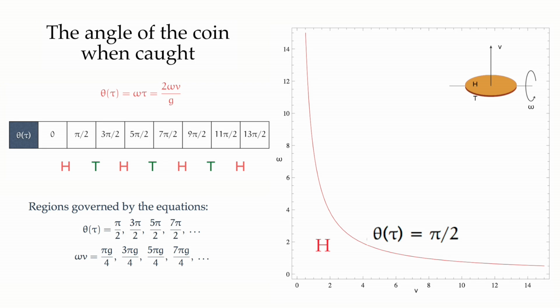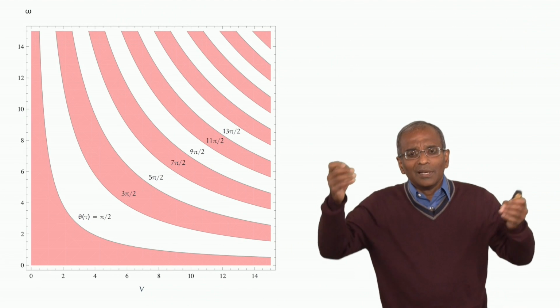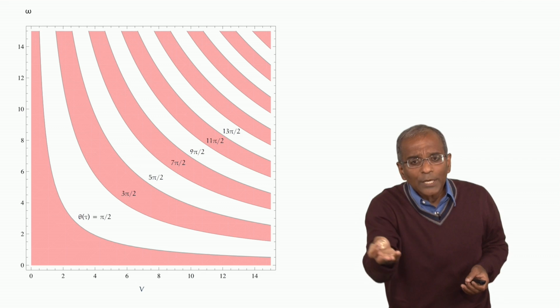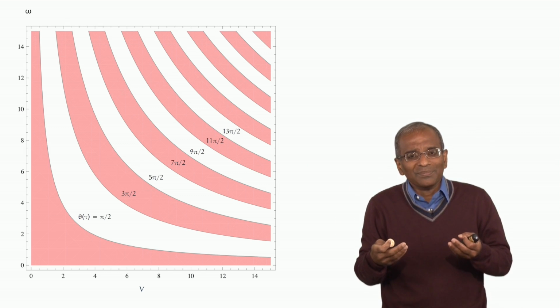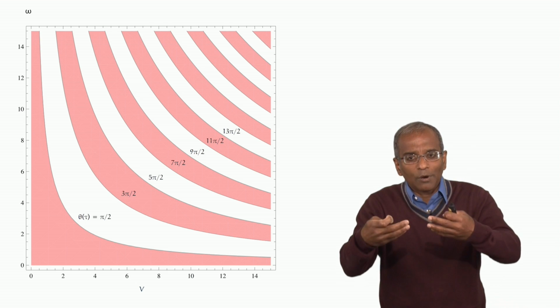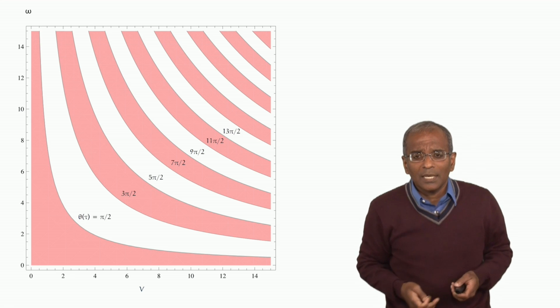But then there's a next branch point at 3 times pi over 2, or 270 degrees. So it now becomes clear that what we should plot is all the lines at which the terminal angle is an odd multiple of pi over 2. And so here's what it looks like. I've plotted for you the hyperbolic line, those values of v and omega for which the terminal angle is pi over 2, then 3 pi over 2, 5 pi over 2, and so forth. And we get this family of hyperbolic lines.